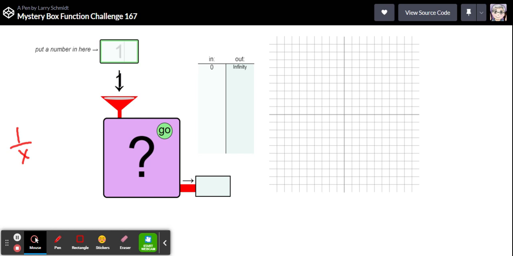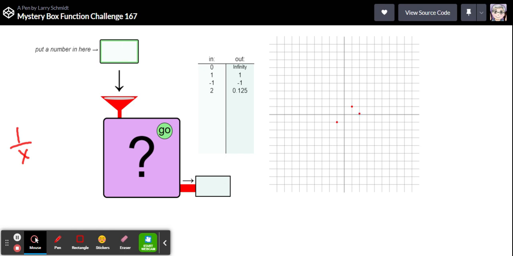Let's put in a 1. And 1 gives us 1, which is what we'd expect if it's just plain old 1 over x. Let's put in a negative 1. Will this give us a negative 1? It does. So maybe this is just 1 over x. Let's try a 2.